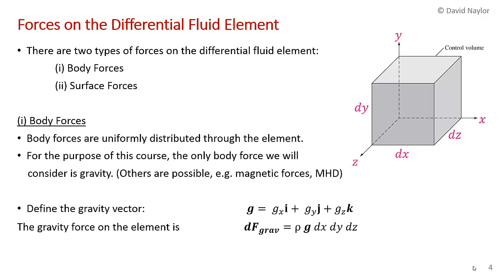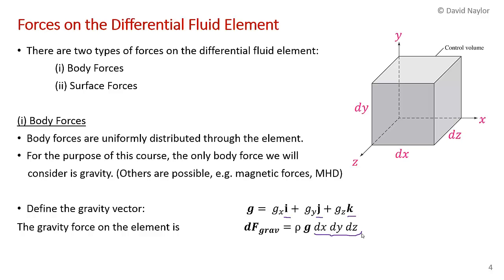So we can define the gravity vector G, bolded here. It has components in the x, y, and z directions, so gx, gy, gz. And so the gravity force on the fluid element is just the weight of this fluid element. So rho times g times the differential volume. That's just the weight of that fluid element.